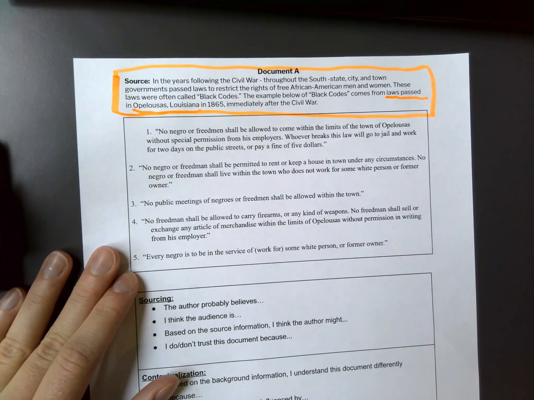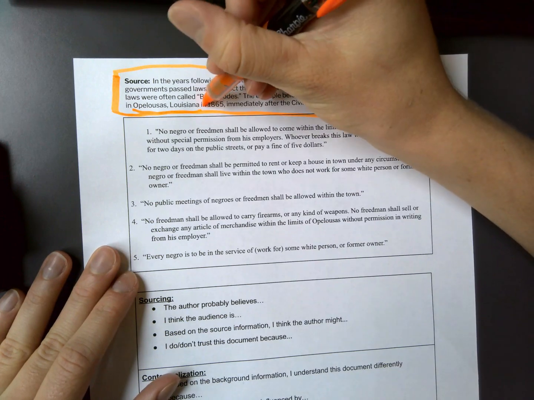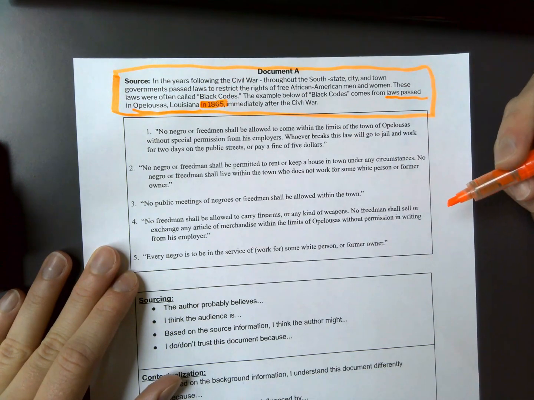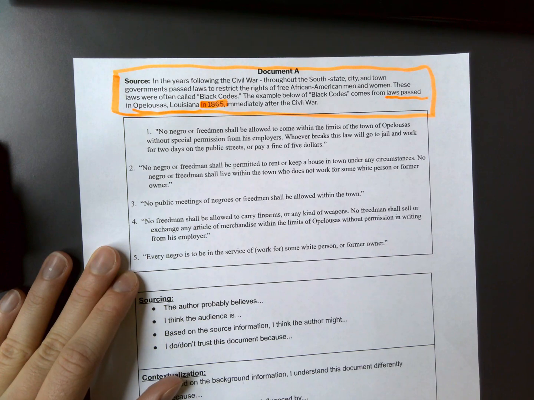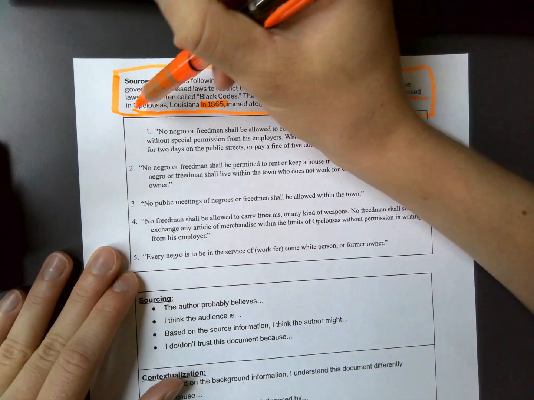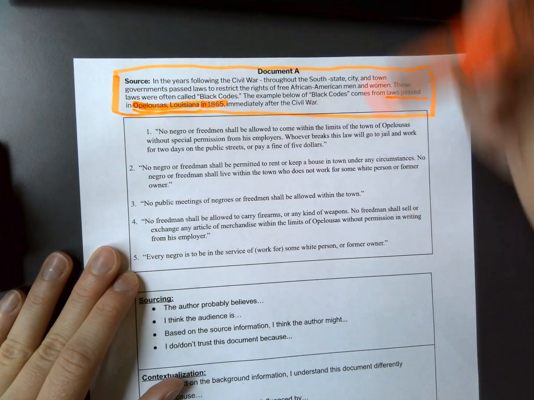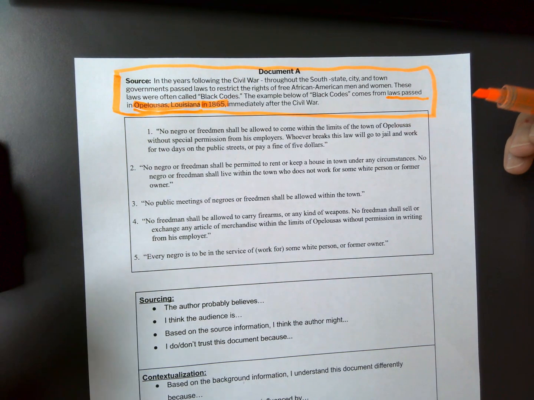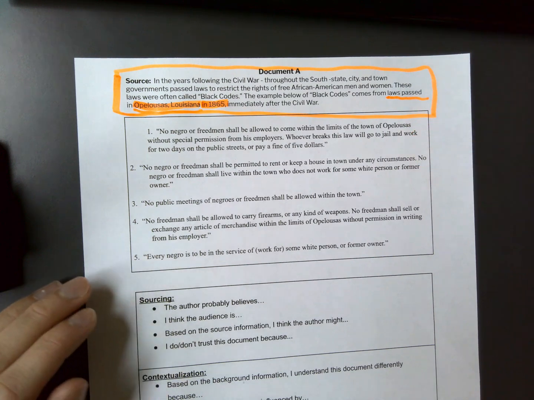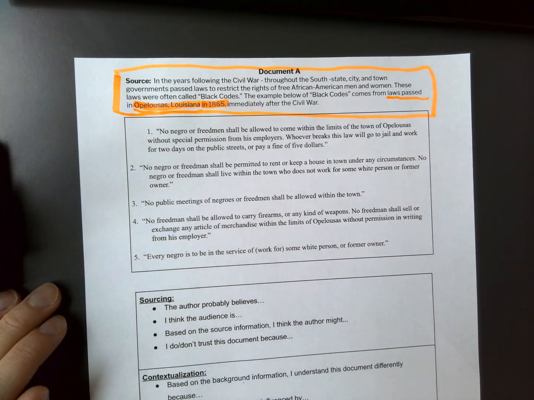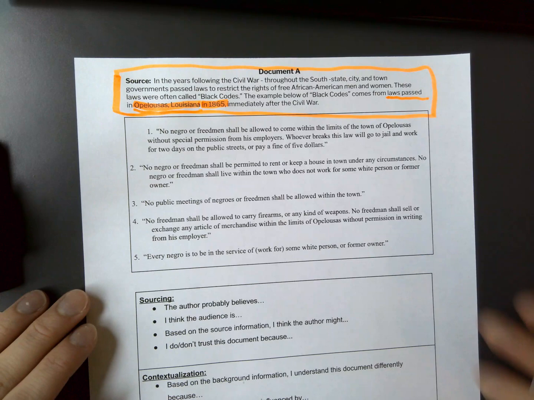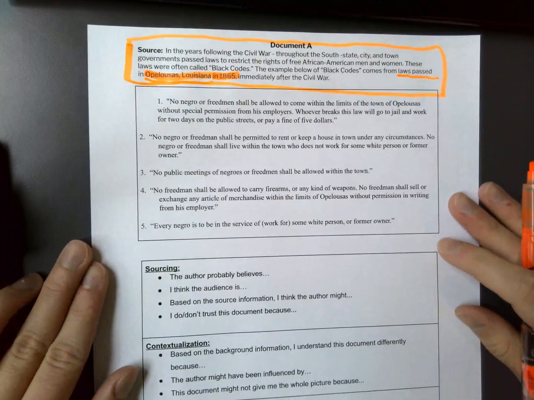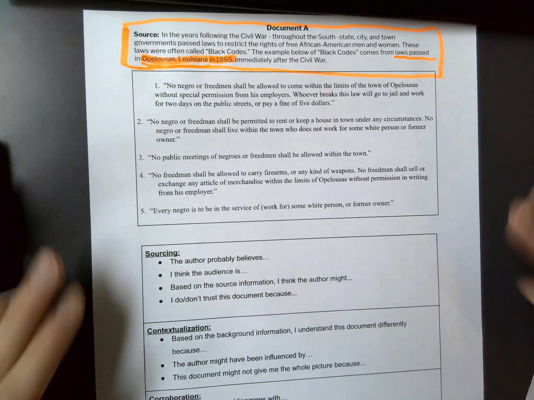When was it written? Right here it says it's written in 1865. So where was it written? Opelousas, Louisiana. So I've already answered the first three questions very easily without even reading the document, right? So the next step is to actually read through the document, and then we will continue with our analysis.